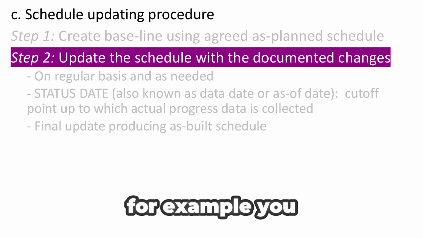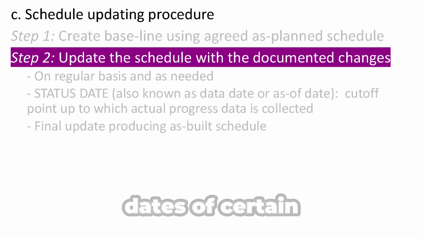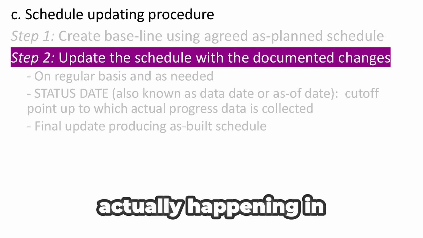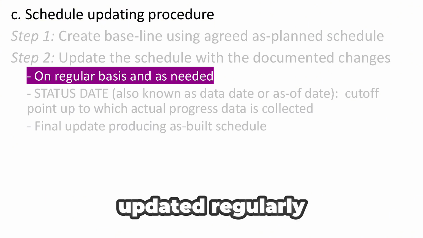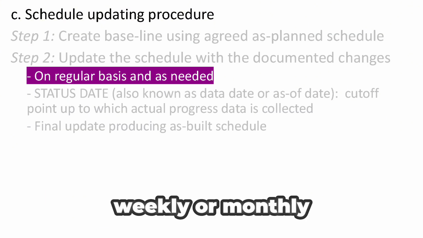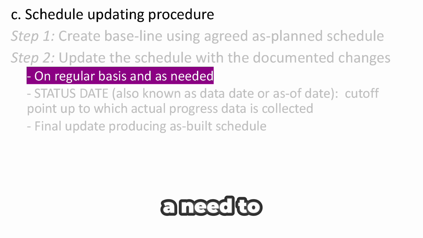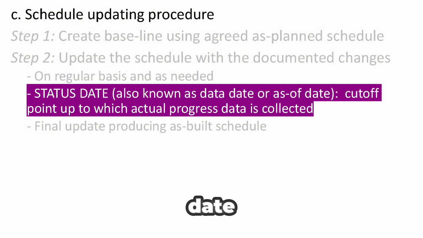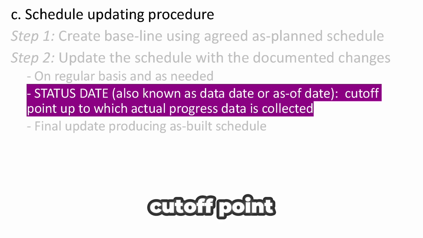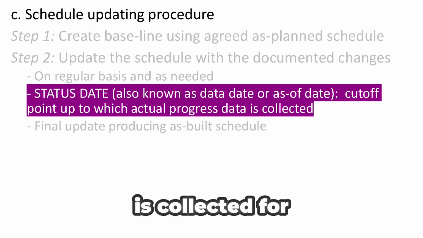For example, you might need to adjust the start or finish dates of certain activities based on what's actually happening in the field. It's important to note that the schedule should be updated regularly, usually on a weekly or monthly basis, or whenever there's a need to evaluate the project's progress or to make a report to the client. Note that when updating the schedule, it's important to specify the status date, also known as the data date or as of date. This is the cutoff point up to which actual project data is collected for the update.